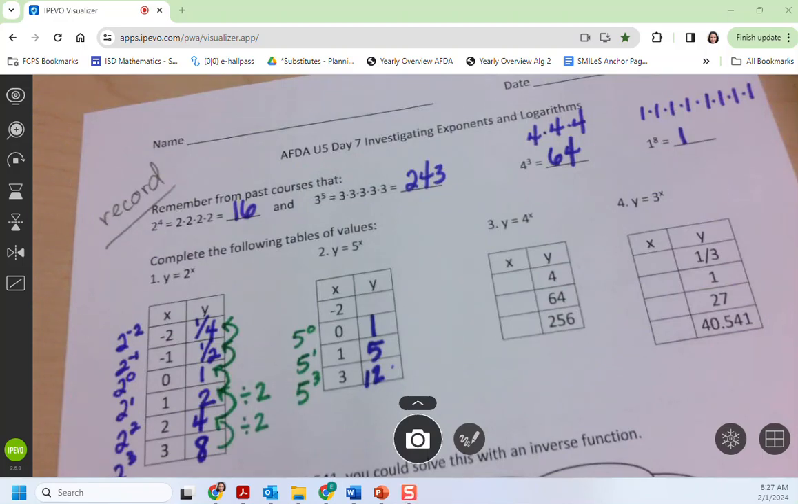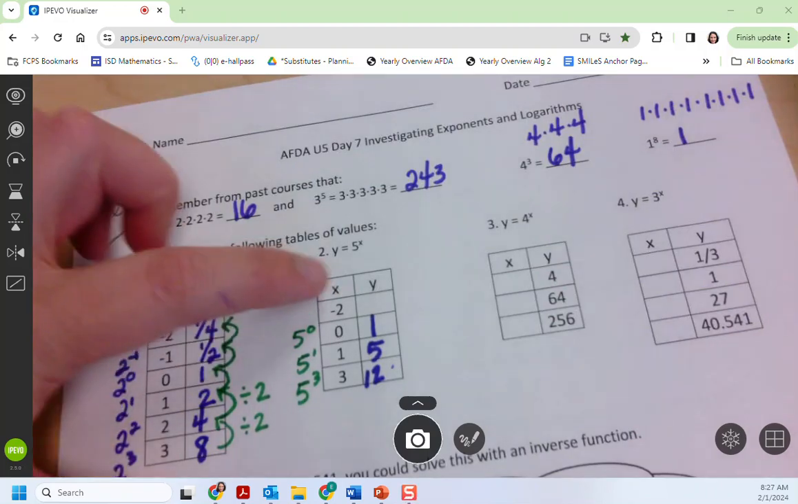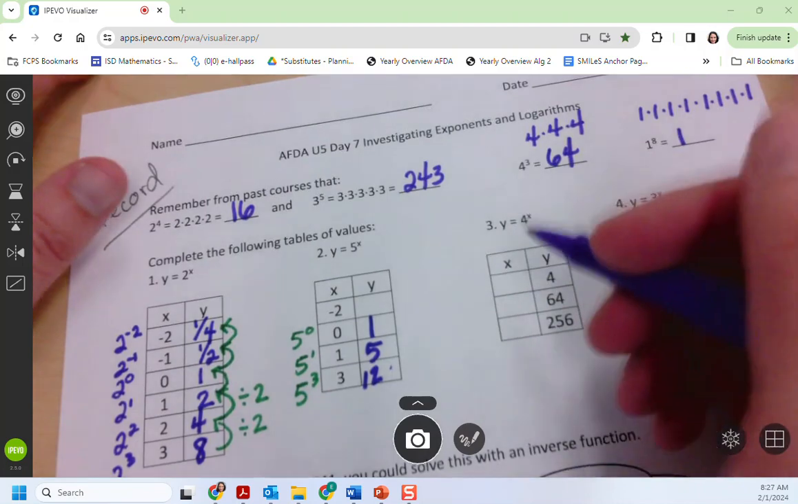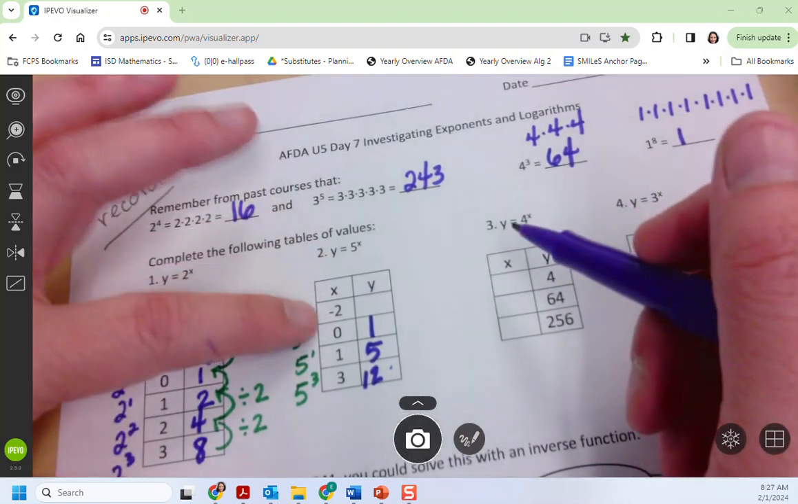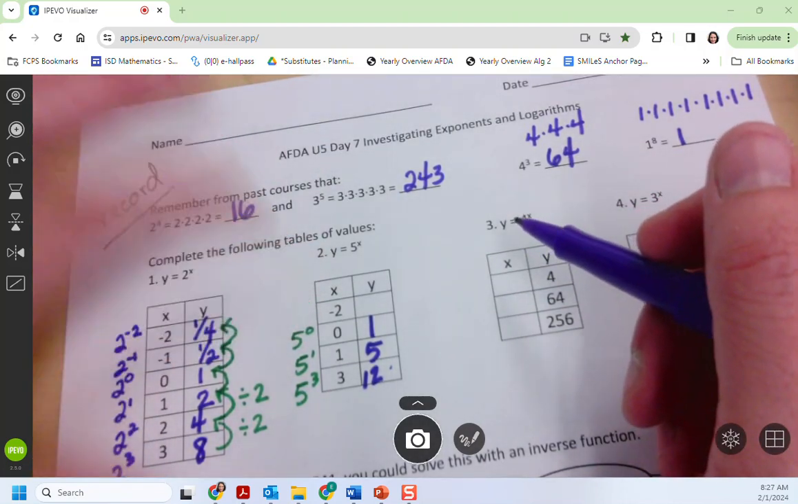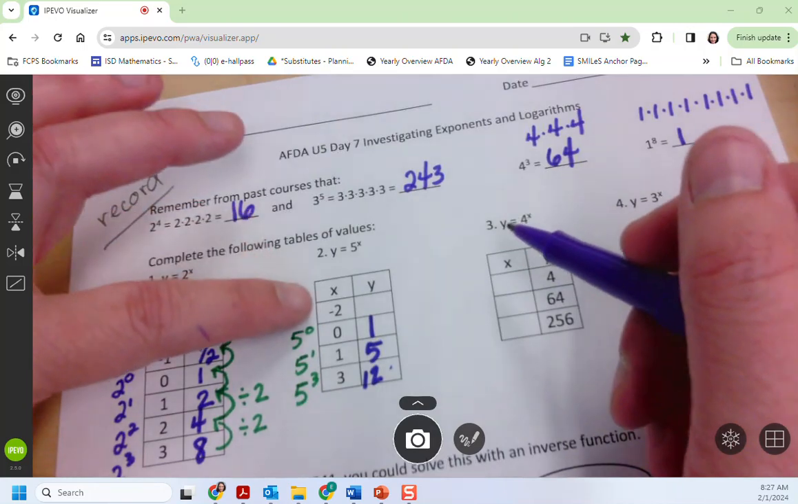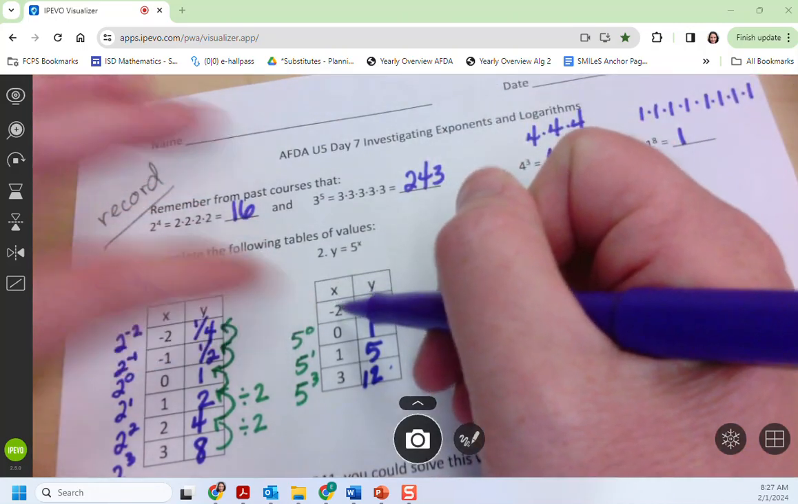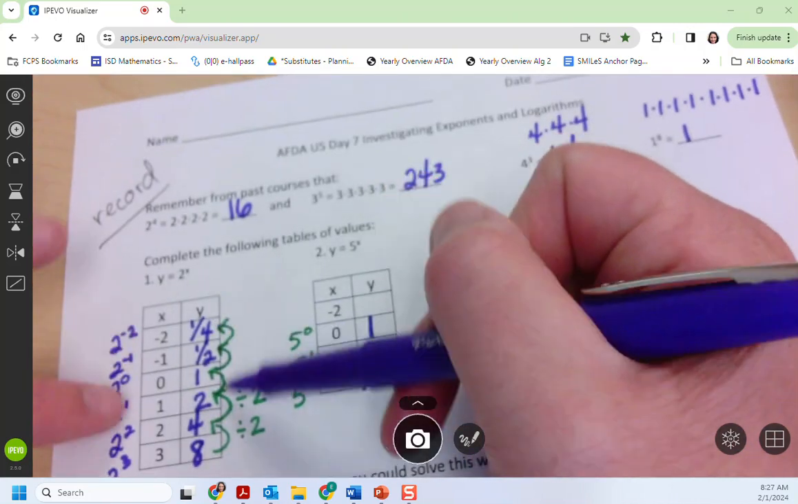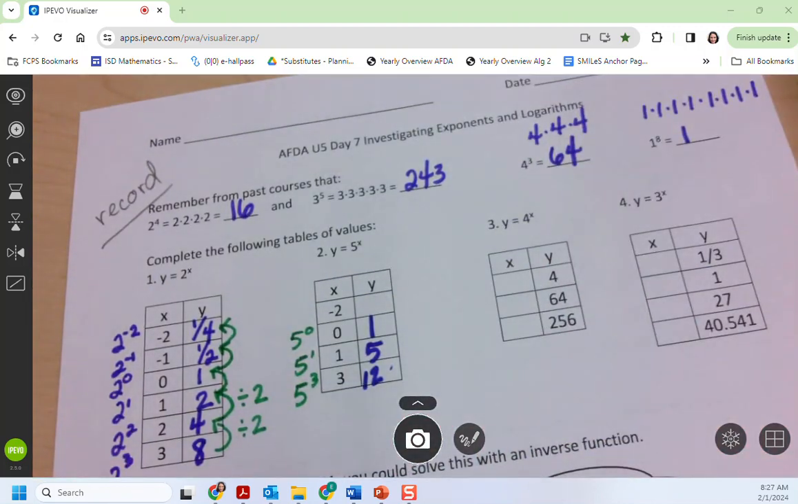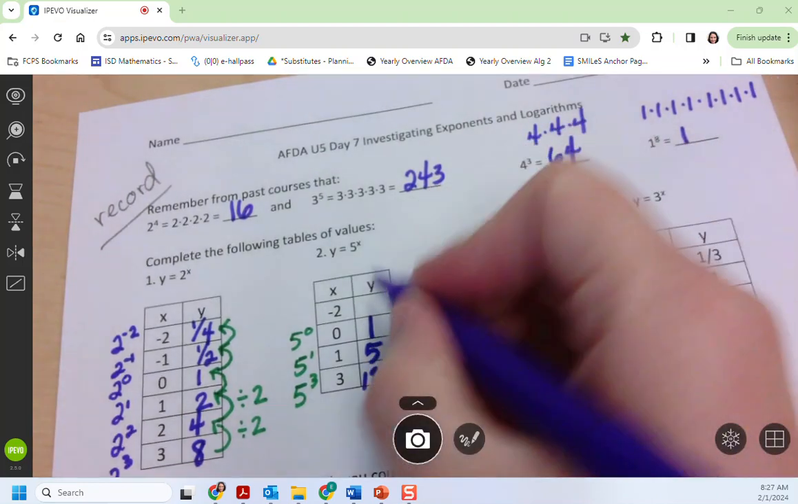Okay. All right, so now we're going to do 5 to the negative 2. You can do 5 to the negative 2 in the calculator, but we can also use what we remember from before, which is that 5 to the negative 2 is going to be the reciprocal of 5 to the positive 2. So what's 5 squared? 5 squared is 5 times 5, which is 25. And so the reciprocal of that is 1 over 25.